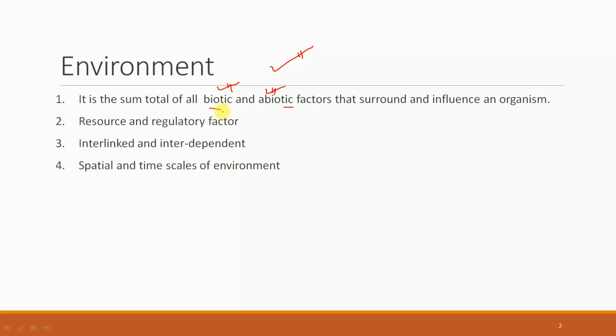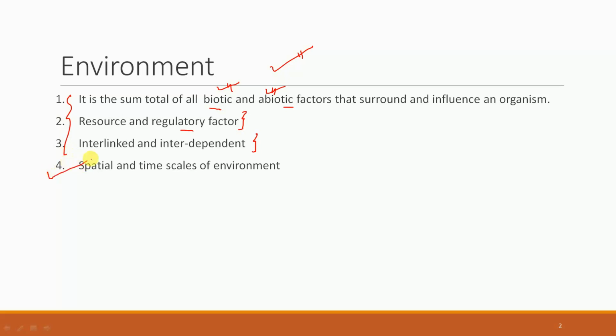Another thing is that these biotic and abiotic factors form both a resource as well as they have regulatory control over an organism. So they are both a resource as well as a regulatory factor. Another thing that is important is that biotic and abiotic factors which are constituting the environment are interlinked with each other. They are interdependent upon each other. So these are some key words of the definition which you should keep in mind.